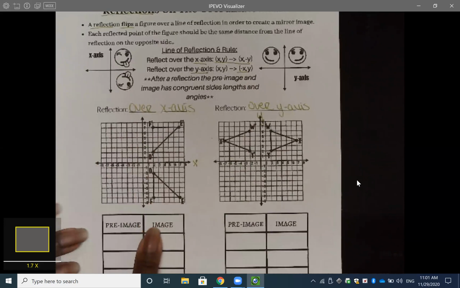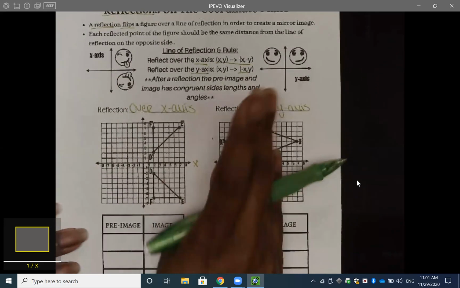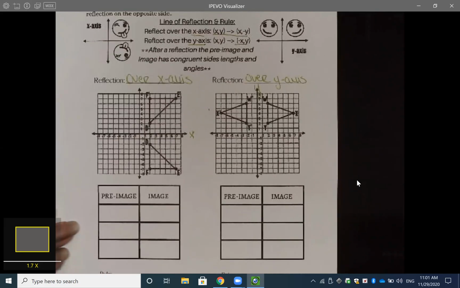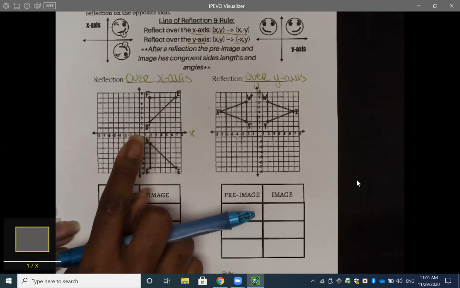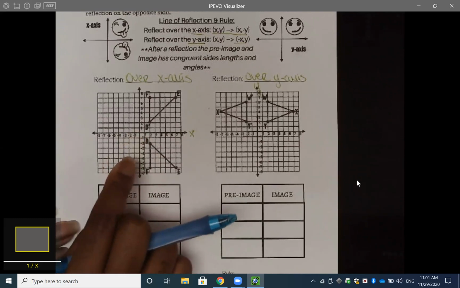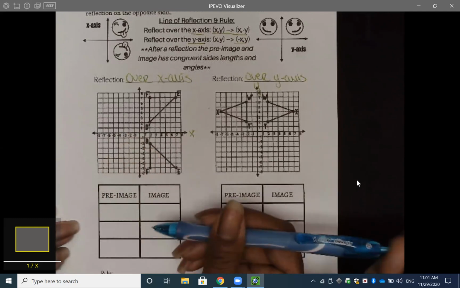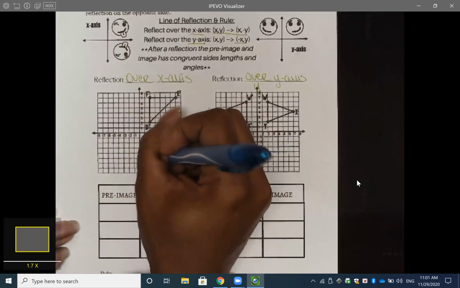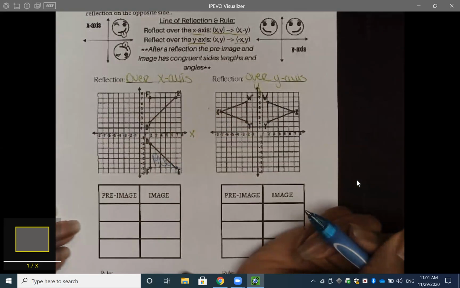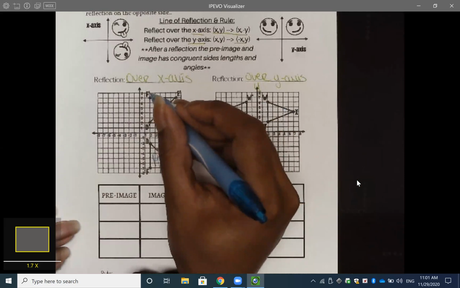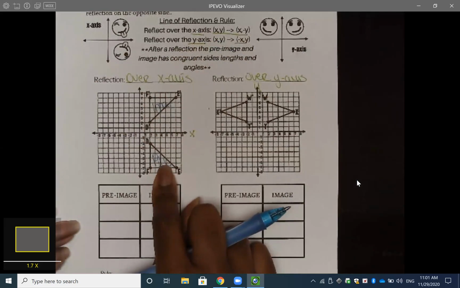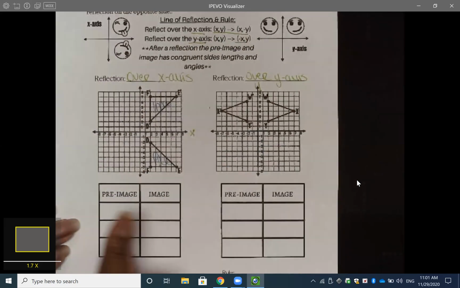So now I'm going to work on this side only first, and then we'll go to this side. Reflecting over the x-axis, the first thing I'm going to do is identify which one is my image and which one is my pre-image. Remember, my pre-image does not have the apostrophe marks. So this one is my pre-image, and I just wrote PRE for pre-image in there. This one up here has the apostrophes, so this is my image. So this is what we started with, and then this is what we finished with.